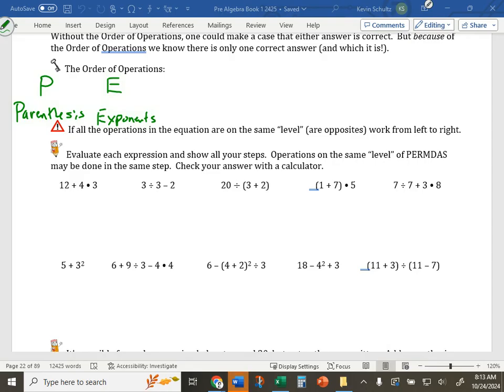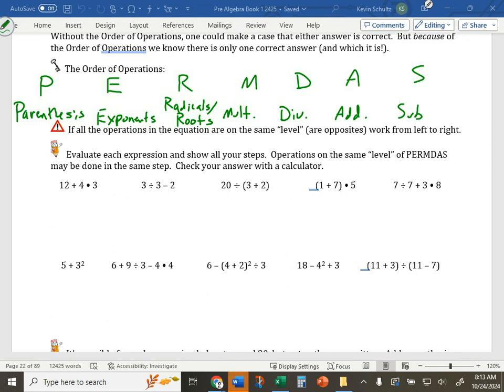Exponents. The next letter is R, which stands for radicals or roots. When you talk about square roots, okay, radicals, roots. Then comes M. M, of course, stands for multiplication. D stands for division. A stands for addition. And S stands for subtraction. Okay?